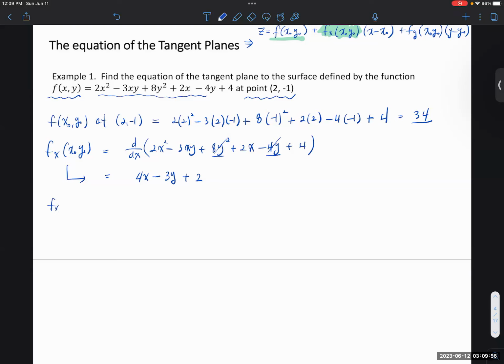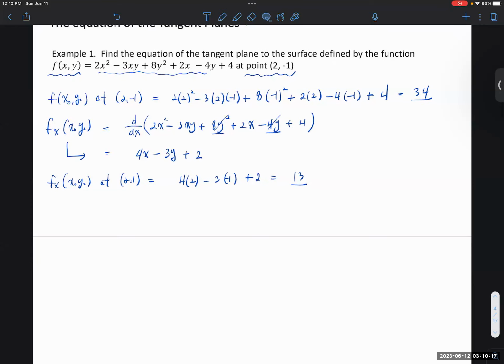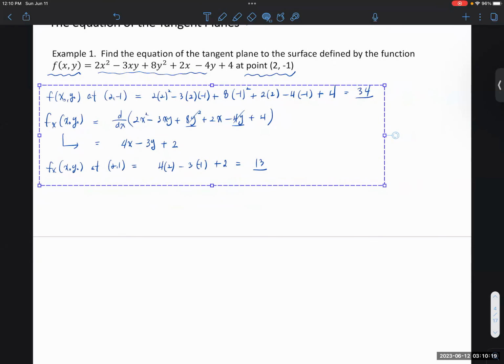And I'm looking for the partial derivative of this at 2, -1. You're going to plug in. So 4 times 2, 3 times -1, plus 2. So 8 minus, actually this is -1, so it's going to be a double negative changing to positive. So we have a 13. So keep going. I'm going to make it a little bit smaller.